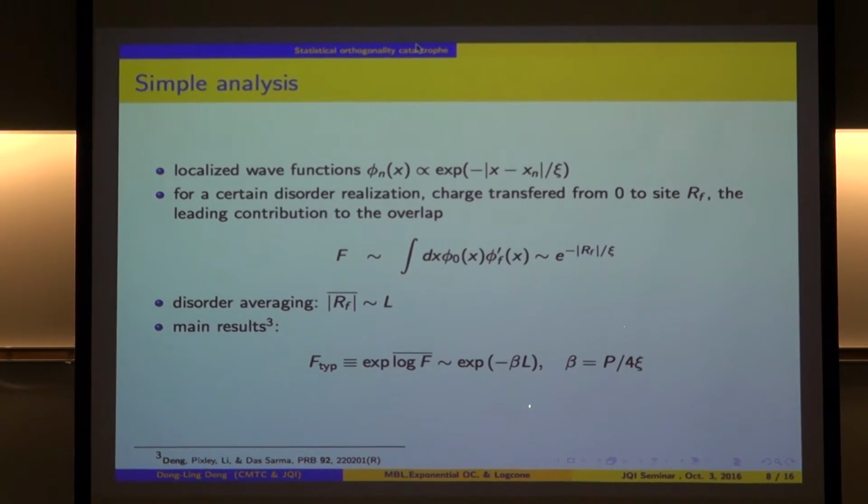As I explained, this beta is a positive number. It's equal to P over 4 kc. Here P is the probability of the charge transfer. And this 4 is due to the average distance of the charge transfer being 1 to the 4th over the system size.